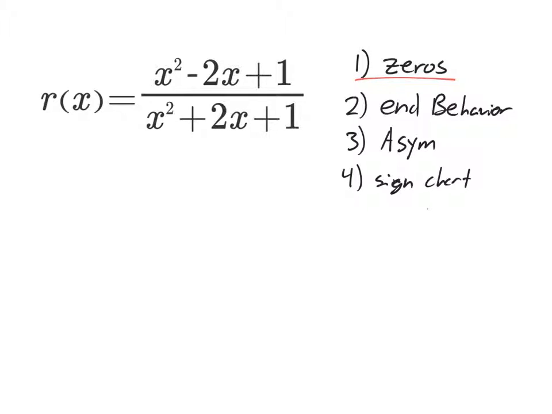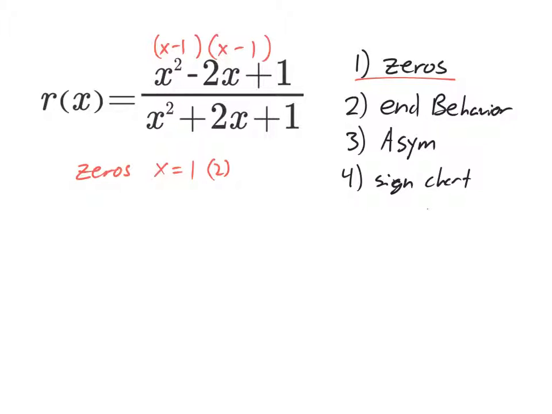So find the zeros. The zeros are going to be pretty much wherever the top is 0. So if I factor the top, it's going to be x minus 1 and x minus 1. So my zeros are going to be at x equals 1. But that's actually going to happen twice. So it's going to be x equals 1 with a multiplicity of 2.